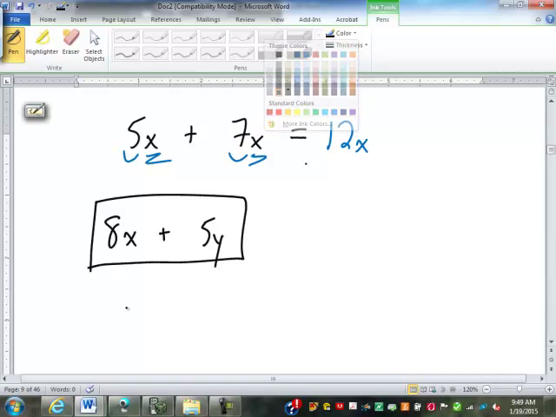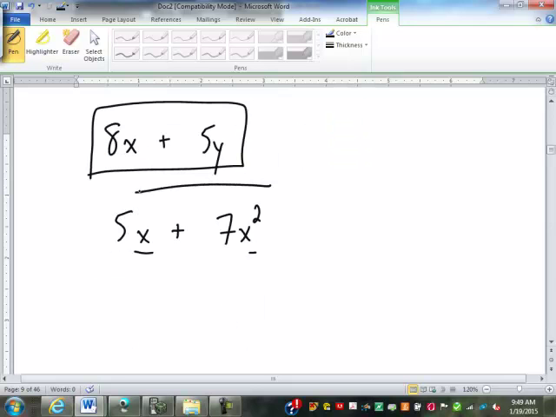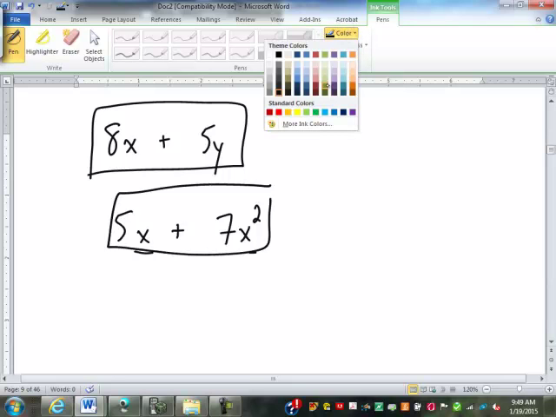Now we might run into something like this. Can we do anything with that? No. X and x squared are not the same. An inch and a square inch are not the same. So an x and an x squared are not the same either. We cannot add those. That is just 5x plus 7x squared. In fact, in a little bit, I'm going to show you how that's actually just a single number. It's not even really two numbers. Yeah, Cody?